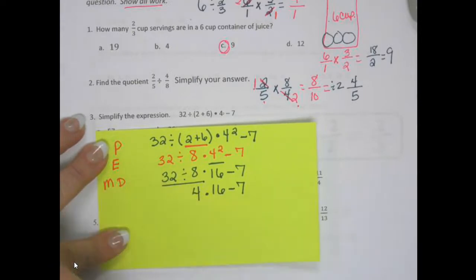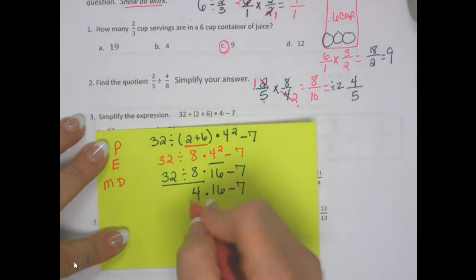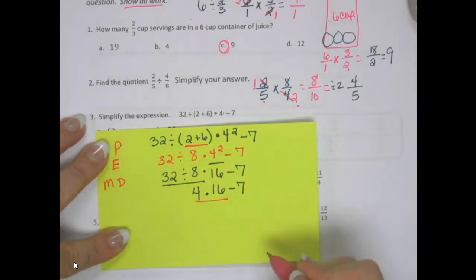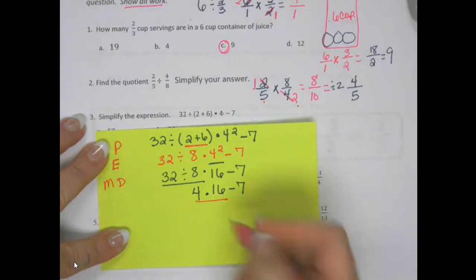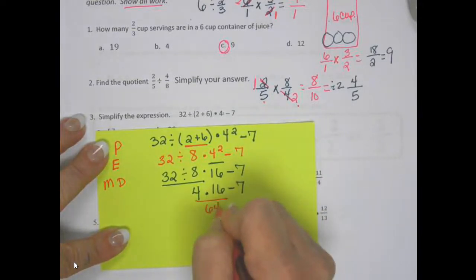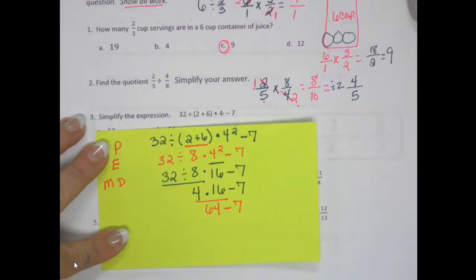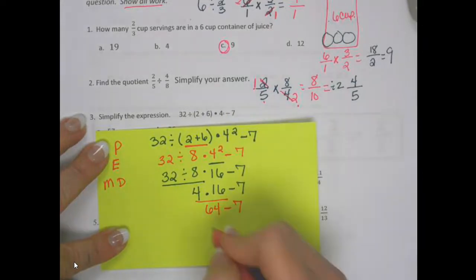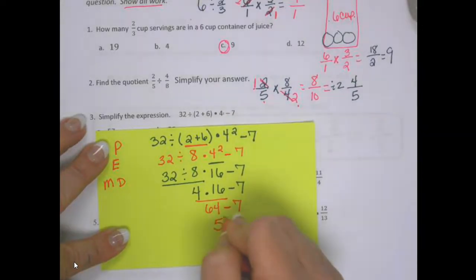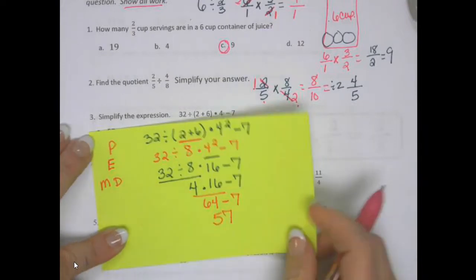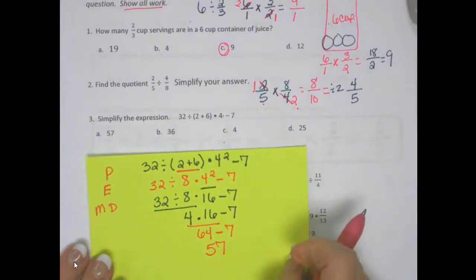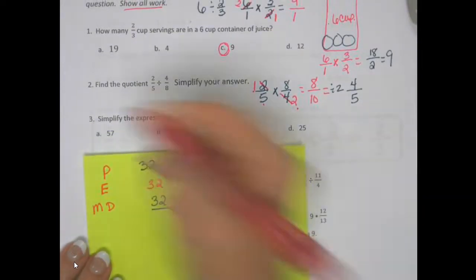Do I have any more multiplication or division? Yes. 4 times 16 is 64 minus 7. 64 minus 7 is 57. Is 57 one of my answer choices? Yes.